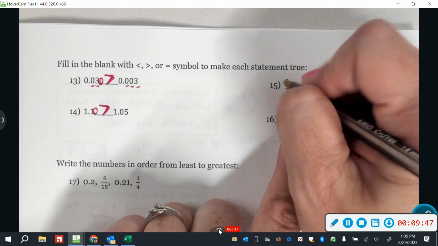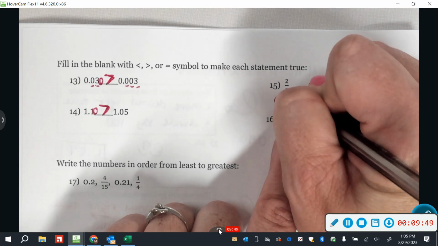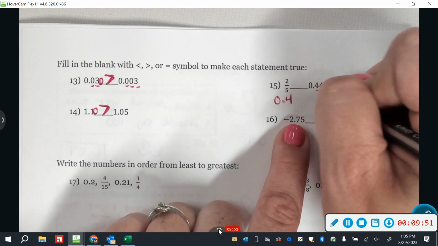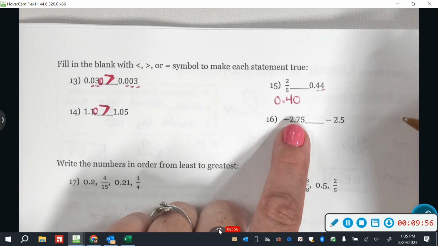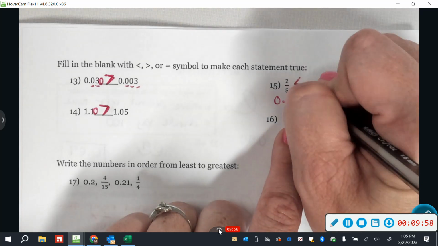Okay, 2/5, if I divided that in my calculator, I get 0.4. So if I want it to the 100th place, I'm going to put a 0. So which one is bigger? Yeah, 0.44.